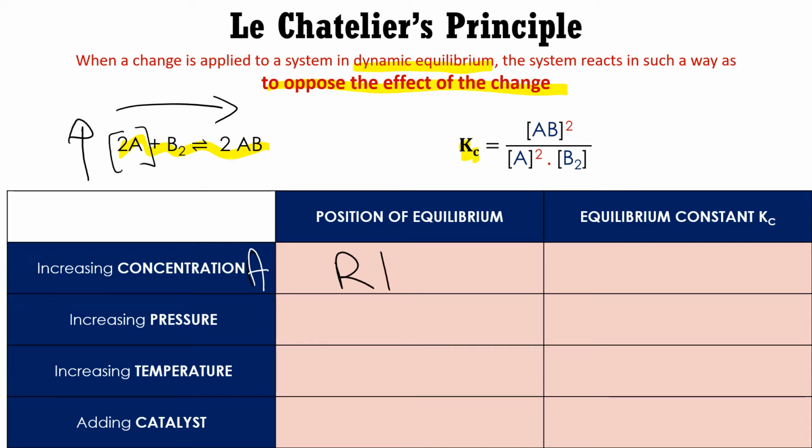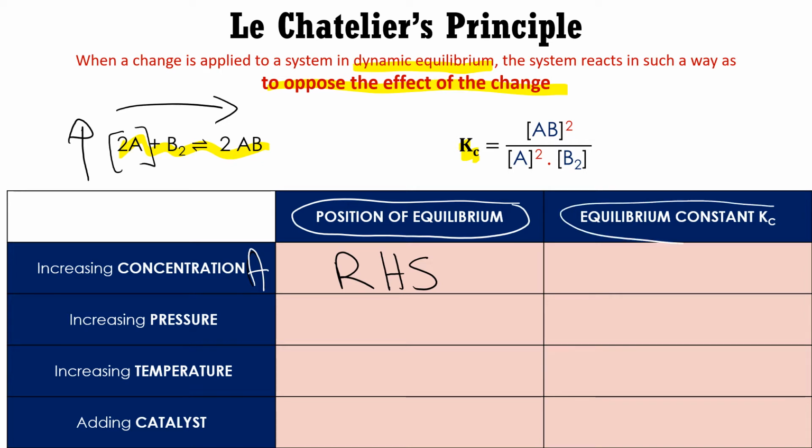We care a lot about two things here: the position of equilibrium and the equilibrium constant. So how will the reaction respond? It will shift to the right-hand side because one of the reactants increased, so it will shift to the right-hand side to oppose the effect of the change.